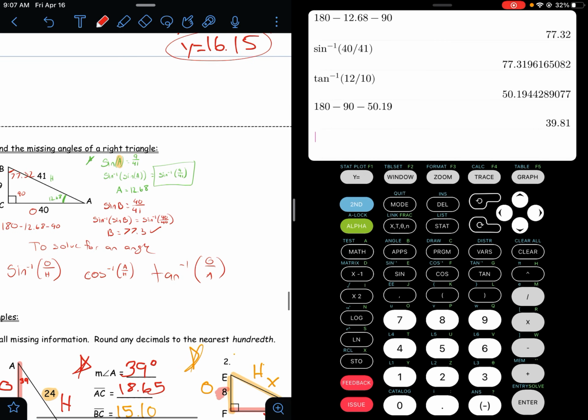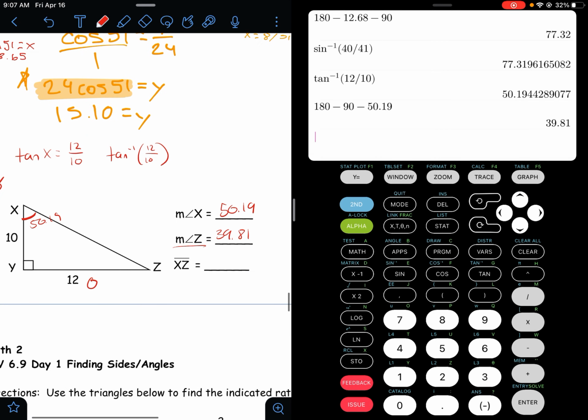Could you use trig to find angle Z? Yeah, right? In the example up here, we did both. We solved using 180 minus, and then we also solved using trig. Either way is going to work. Personally, I think that the 180 minus is a heck of a lot faster, so that's what I would do.